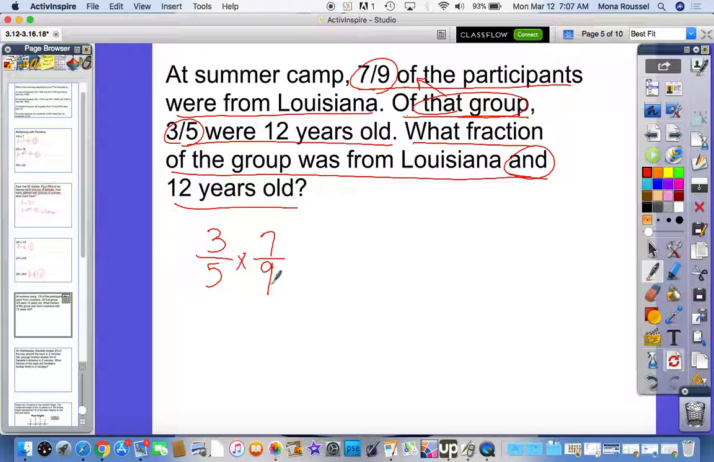See if we can cancel. Nothing can go into both 3 and 5, but when we look at 3 and 9, 3 can go into 3 once, 3 can go into 9 3 times. When we go to the 7 and try to reduce, nothing can go into both 7 and 3, nothing can go into both 7 and 5. So we multiply, 1 times 7 is 7, 5 times 3 is 15. 7/15 is not improper, and it cannot be reduced, so we would say 7/15 of the group would be our answer.